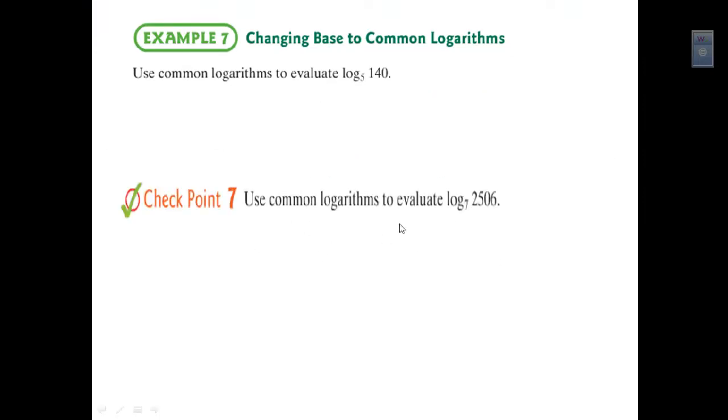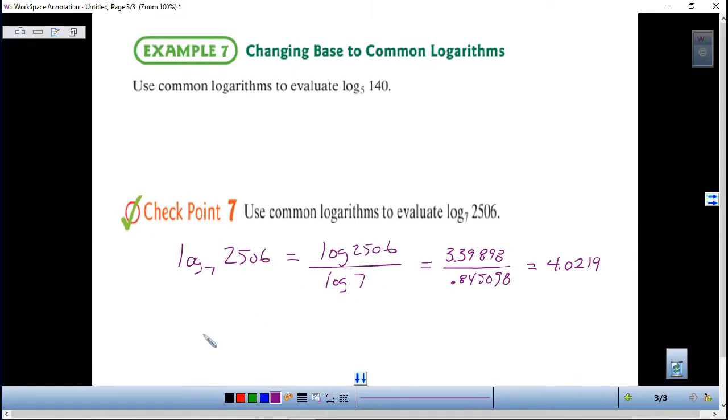All right, so I want you guys to pause the video, grab a calculator, and try this and see what you can come up with. And I'm going to show you the answer in 3, 2, 1. All right, so here's the answer. We're going to take our log base 7 of 2506, break that down using common logs with the change of base formula, and we're going to have the common log of 2506 divided by the common log of 7. The common log of 2506 is 3.39898, and the common log of 7 is 0.845098. When we divide that out, we get 4.0219.